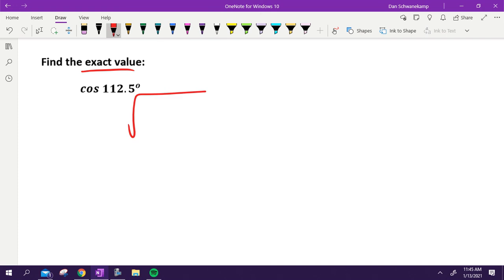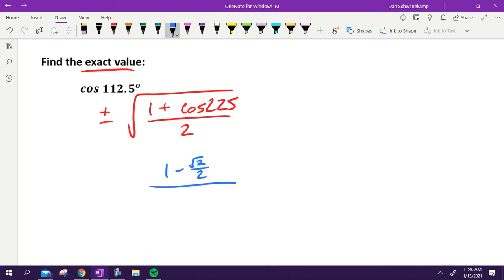It is the square root of 1 plus cosine alpha. So it's cosine of 225, because that's what when I cut in half gets me 112.5, and I'm dividing by 2. It is plus or minus. So then I'm going to do it. The square root of this is 1 plus cosine of 225, which is negative radical 2 all over 2, all over 2. Square rooted.